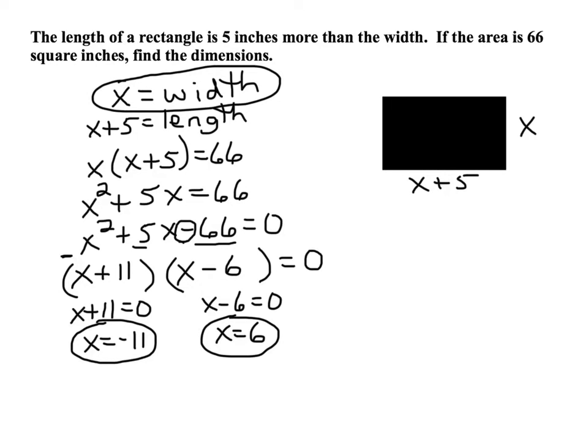Well, it's certainly not possible to have a width of a negative number. So in this applied problem, I'm not going to have that for an answer. My answer needs to be x is equal to 6. So the width of this is 6, the length of this is 11, and certainly 6 times 11 does equal 66.